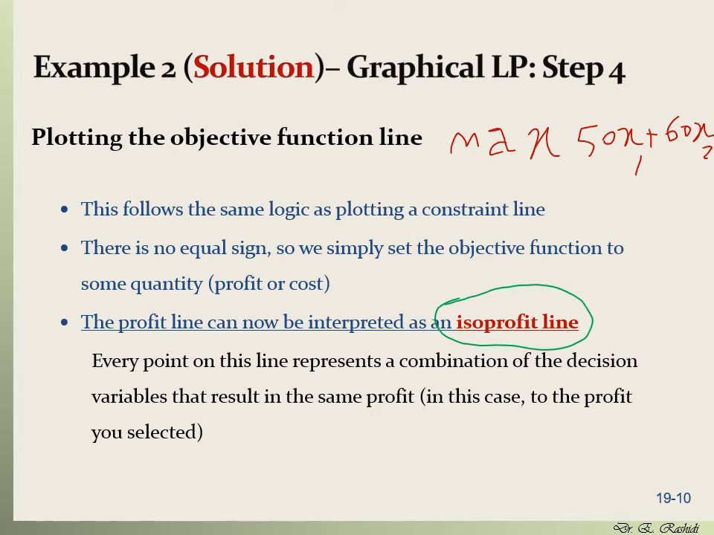After we have the ISO profit line, we're going to move it in the direction that would increase the objective value, because we are solving a maximization problem. If we were solving a minimization problem, we would move it in the decreasing direction to minimize the objective value. And we're going to move it so far that it would be one step before we move into the infeasible space. So let's go ahead and apply this step for our problem.